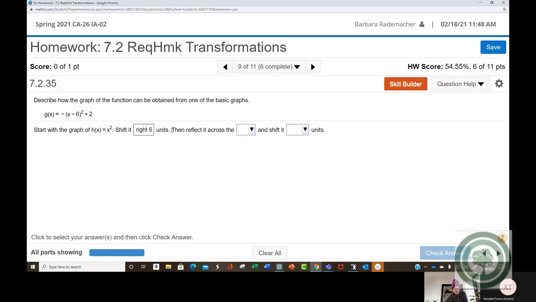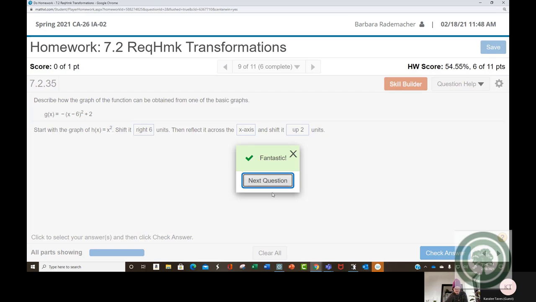Then reflect it across the x-axis. And then shift it up. Yeah, up two. Okay.